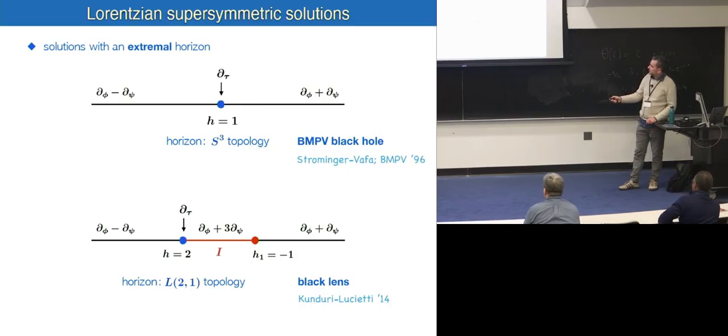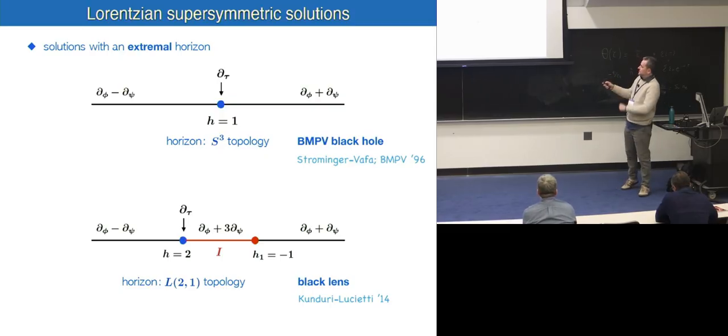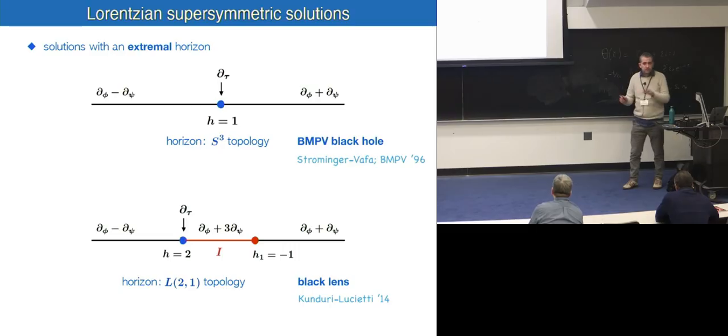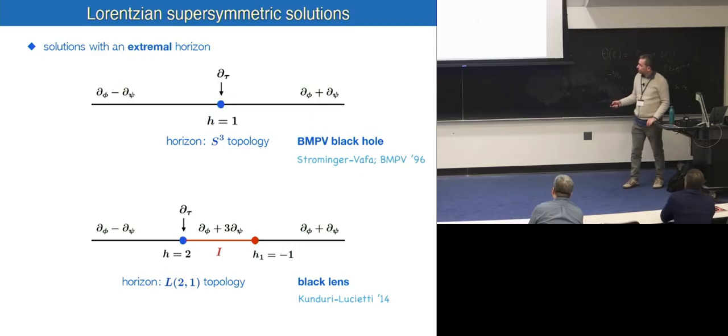So this is the black lens with the L(2,1) topology that was first constructed by Kunduri and Lucietti. The full solution is explicitly known. Here I'm representing it through this simple scheme, but the full solution is known: the action, the metric, and the gauge field are explicitly known, and it's based on this construction that I just presented.